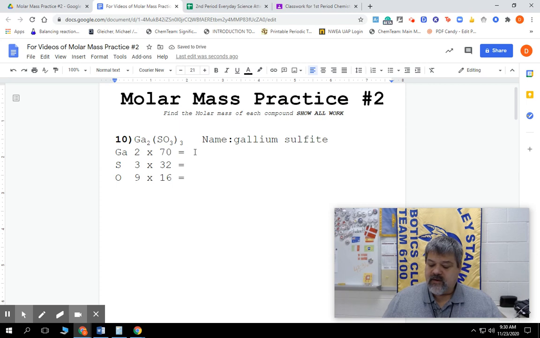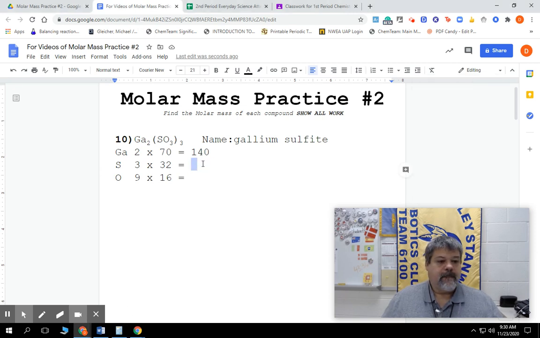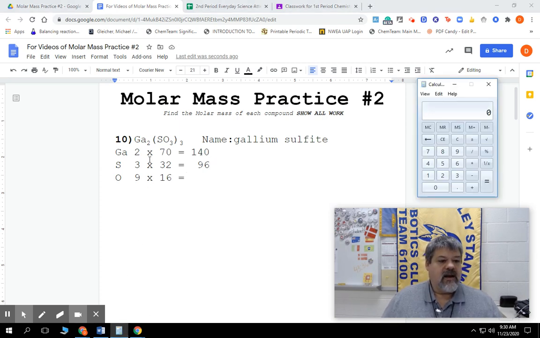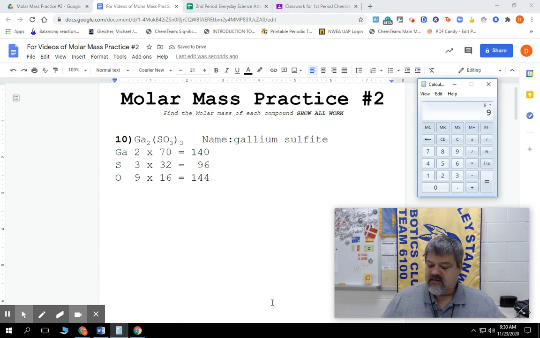So 70 times 2, hopefully we can do that in our head, 140. 32 times 3, ooh, that's pretty close to 100, but let's go ahead and put it in right here. So we have 32 times 3 equals 96. Okay, we'll put in 96 there. And then we have maybe the toughest one right there, 9 oxygens. So 9 times 16, that's going to equal 144. And again, a lot of times I like to just double check. So 9 times 16 equals 144. 3 times 32 equals 96. And 2 times 70 equals 140.